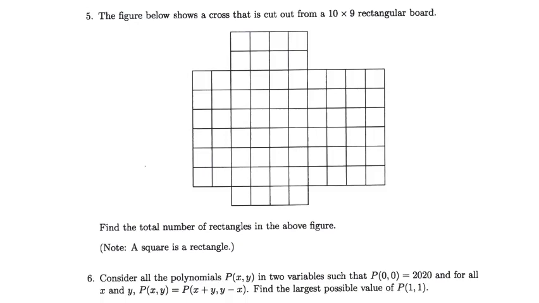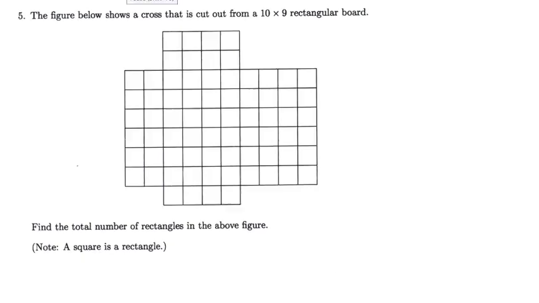Singapore Mathematical Olympiad SMO 2021, open section, round 1, problem number 5. The figure below shows a cross that is cut out from a 10 by 9 rectangular board. Find the total number of rectangles in the above figure. Note, a square is a rectangle. So let's copy this problem and solve it.